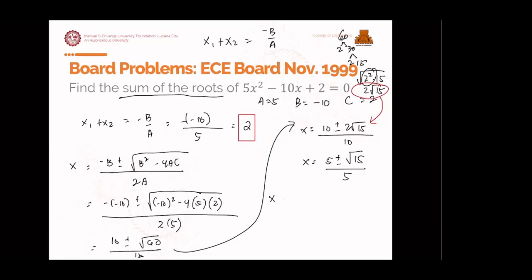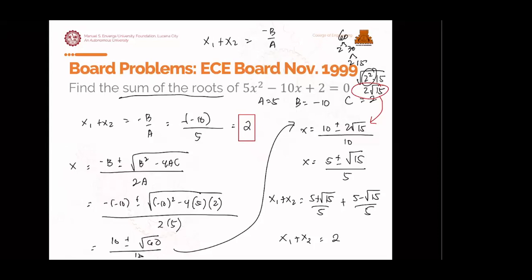So, para makuha yung sum, x1 plus x2, that will be (5 plus square root of 15) all over 5 plus (5 minus square root of 15) over 5. And then when we check, kung pag pinag-add natin yan, ano yung makukuha yung answer? Papindot nga po ako sa calcu. Patry, kung marunong pumindot ng calcu. Ano yung nakuha nilang sagot? Opo. Okay, so indeed, 2 yung sagot.